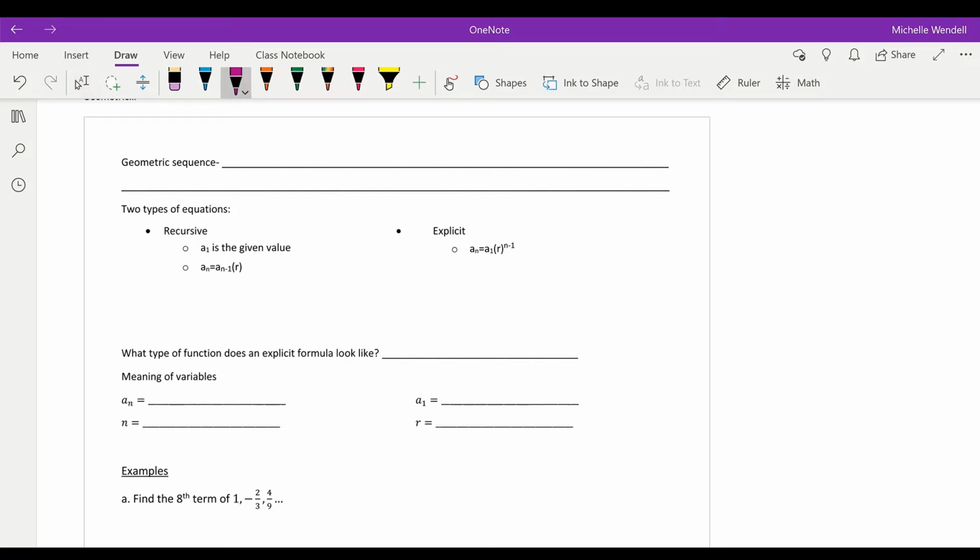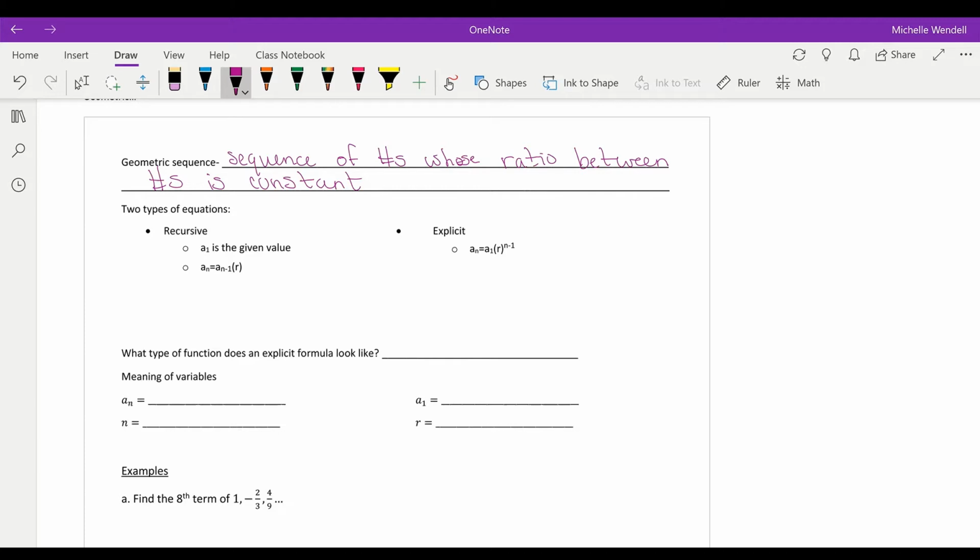In this video, we are going to talk about geometric sequences. A geometric sequence is a sequence of numbers whose ratio between numbers is constant. Just like arithmetic sequences, we have two types of equations for this, a recursive and an explicit.